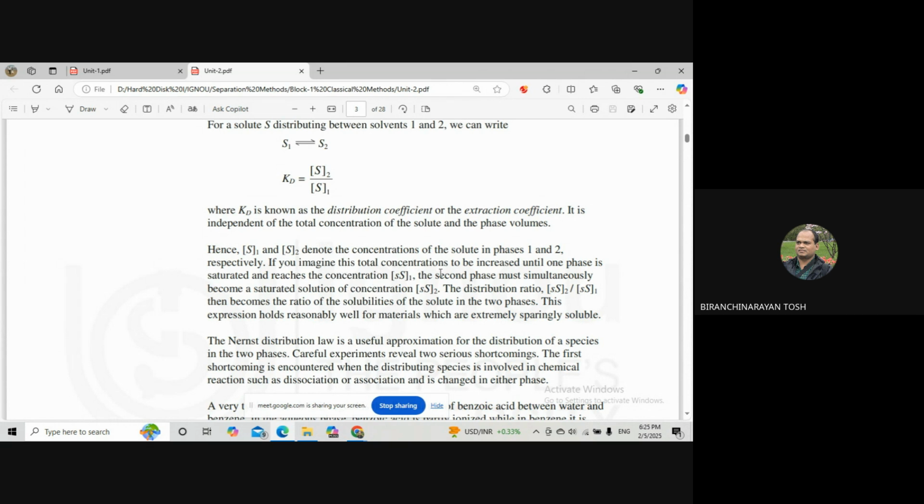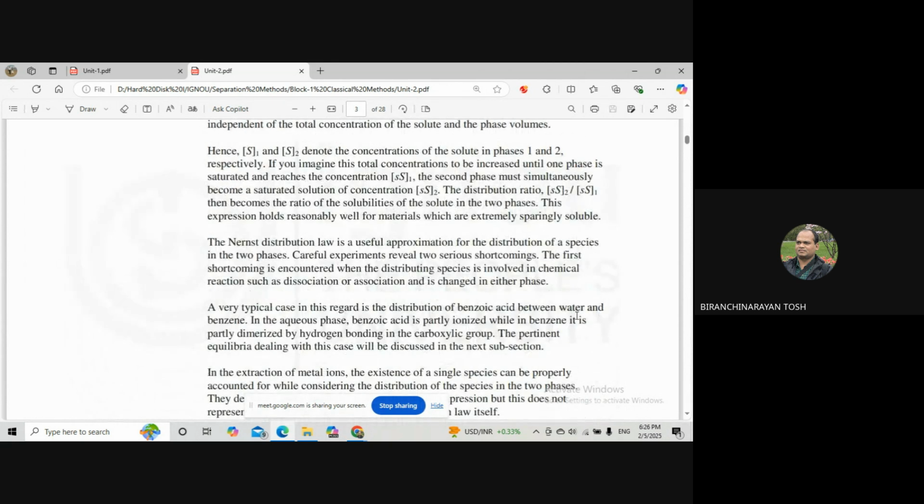If you imagine the total concentration to be increased until one phase is saturated and reaches the saturated concentration of solute in solvent 1, the second phase must simultaneously become a saturated solution of solute S in solvent 2. So the distribution ratio becomes the ratio of the solubility of the solute in the two phases. This expression holds well for materials which are extremely sparingly soluble. This law is a useful approximation for the distribution of species in two phases.